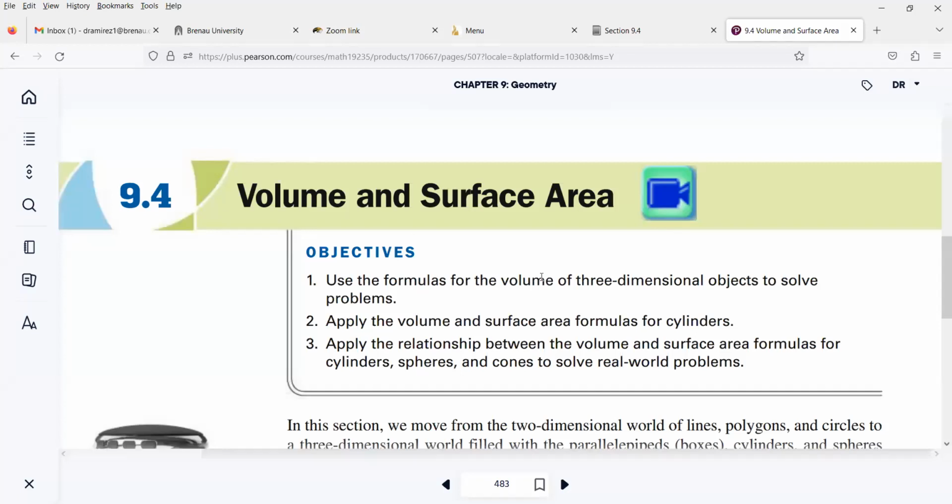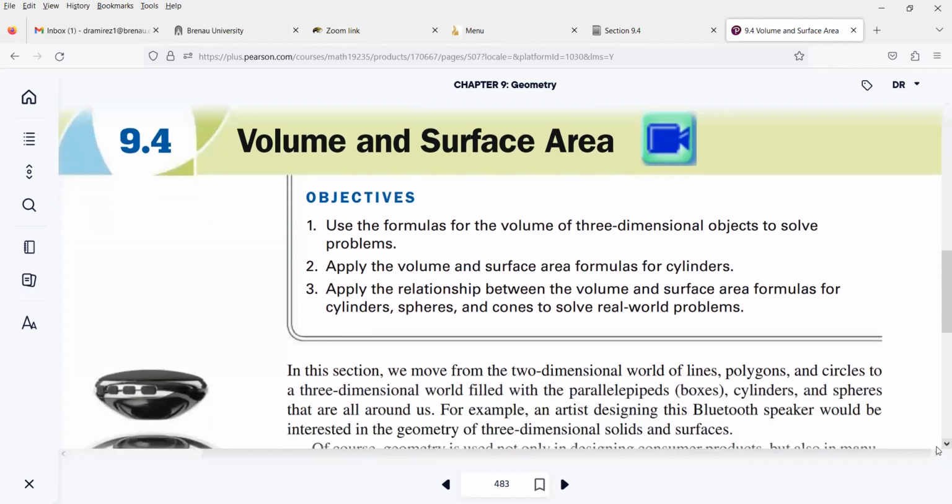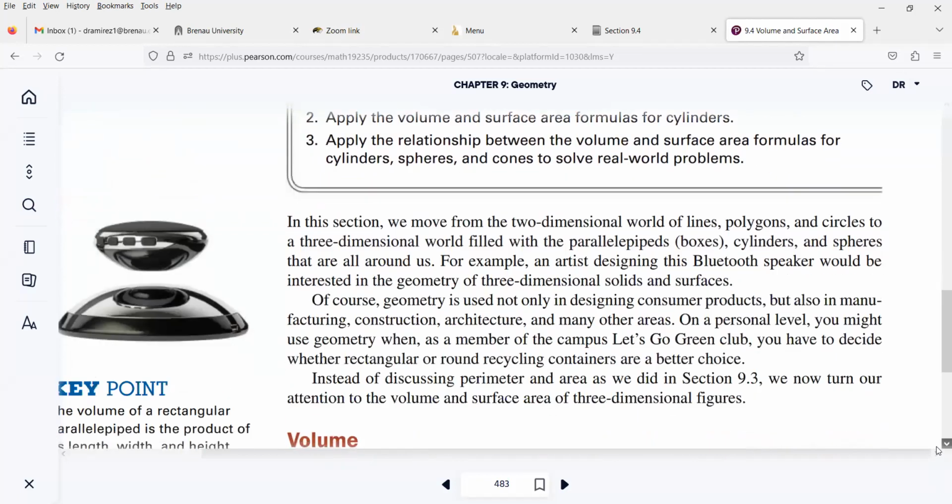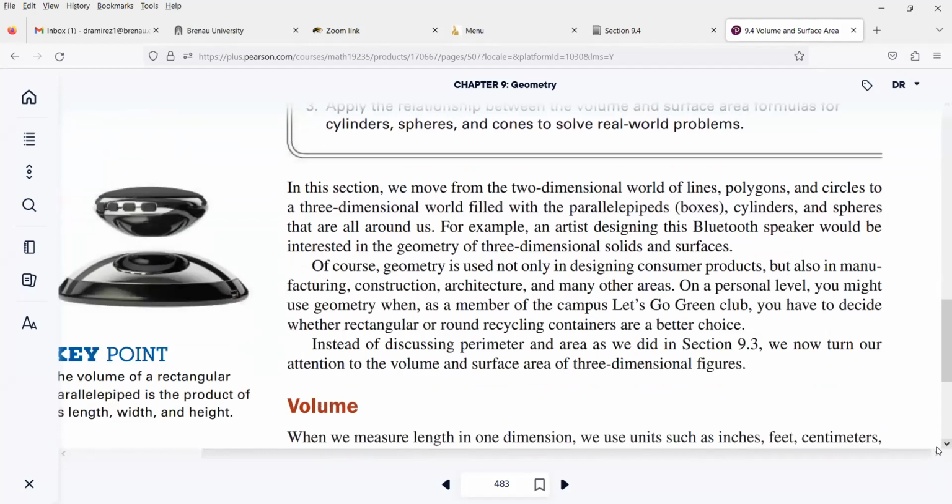Hello. In this video, I'm covering section 9.4 on volume and surface area. In the last section, we did perimeter and area. And in this section, we move from the two-dimensional world of lines, polygons, and circles to a three-dimensional world filled with boxes, cylinders, and spheres that are all around us.